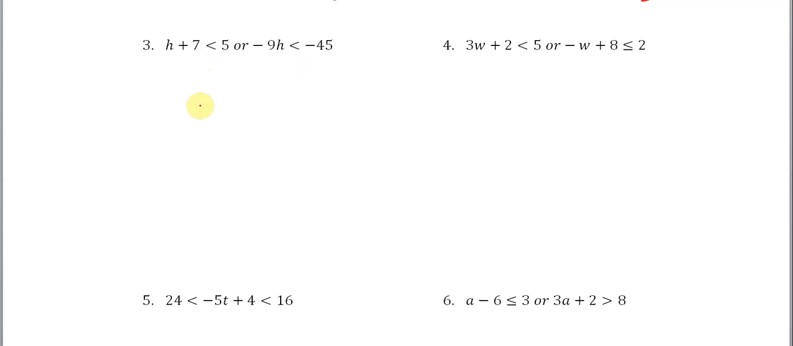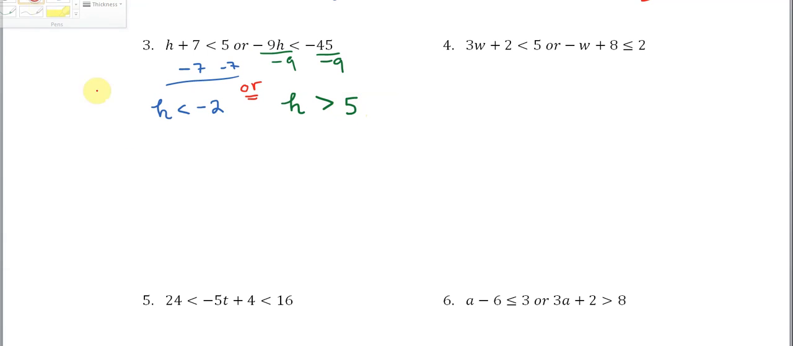So these are effectively 2 inequalities that we're going to solve separately, and we're just going to join them together using the word or. So in the first inequality, we're going to subtract 7 from both sides. So this is going to give us h is less than negative 2. And over here, we're going to divide by negative 9. So negative 9h divided by negative 9 is just h. Remember, we're dividing by a negative number, so we've got to flip the sign. And then negative 45 over negative 9 is just positive 5.